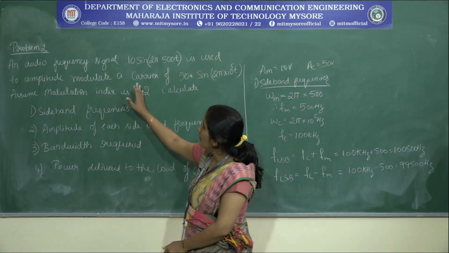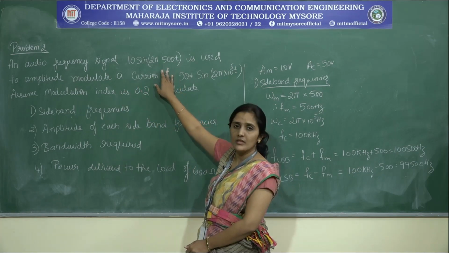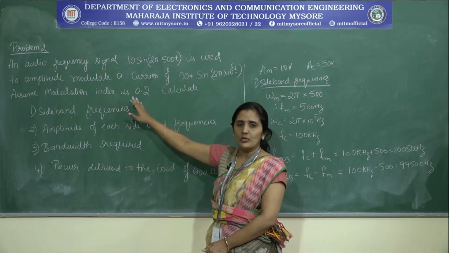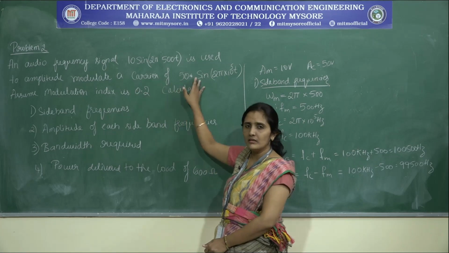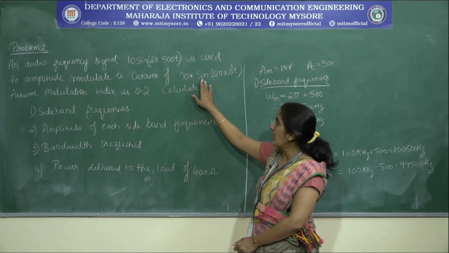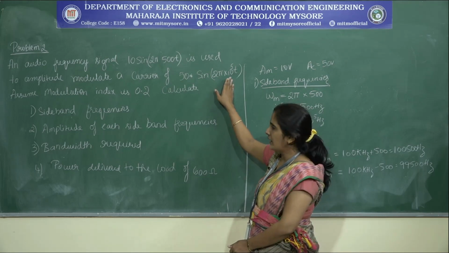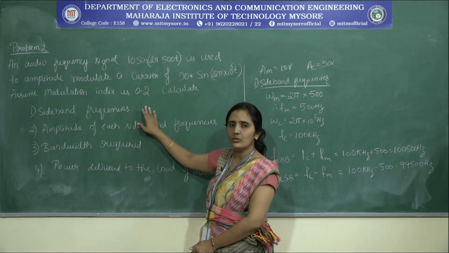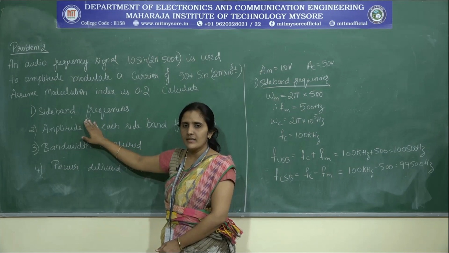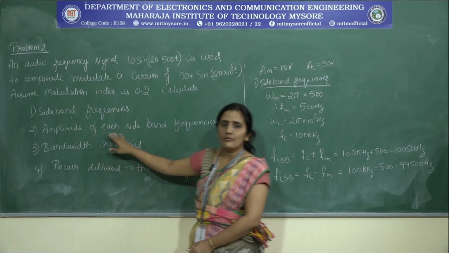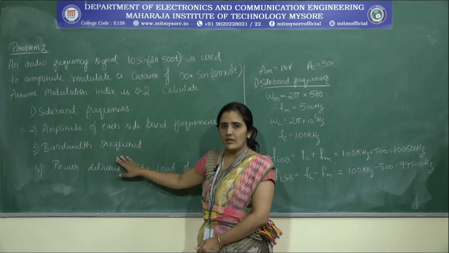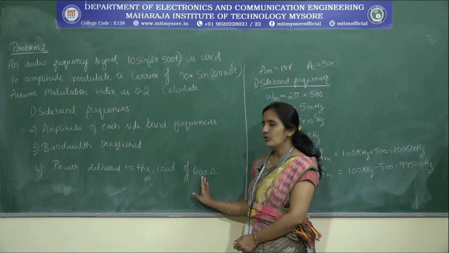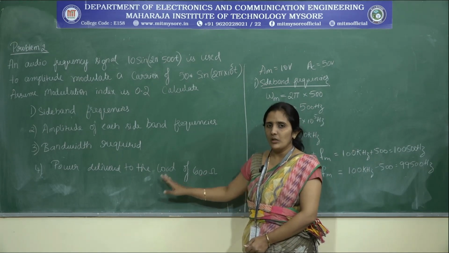Here they have given an audio frequency signal of 10 sine 2 pi 500 t, and it is used to amplitude modulate a carrier, this is the carrier signal, 50 into sine 2 pi into 10 power 5 t, and assume the modulation index is 0.2. They have given so many things to calculate: the sideband frequencies and the amplitude of each sideband frequency, the bandwidth required, and the power delivered to a load of 600 ohm. So if we connect a 600 ohm load, what power will be delivered.